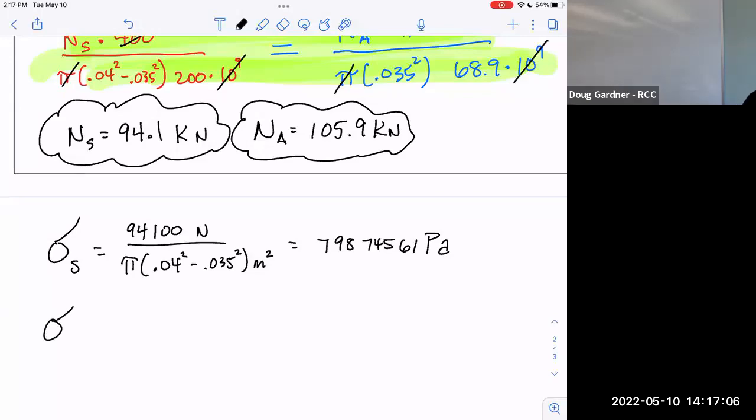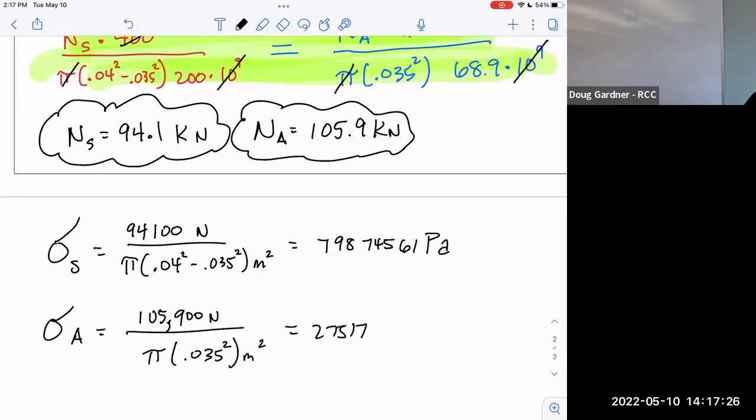And similarly for the aluminum, because I had 105.9, that would become 105,900 newtons divided by pi times its radius squared, which is in square meters. I get 27,517,565.